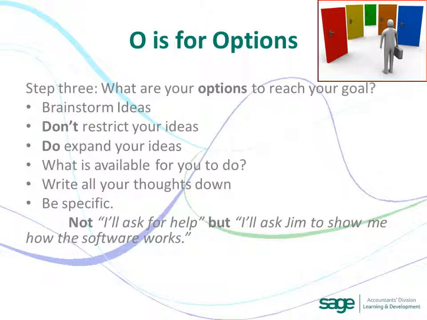What's available for him to do? He needs to think about what resources he's got available, what can he do, could he take a course, could he speak to colleagues. He needs to think about his options and write them all down and be specific. So it's not I'll ask for help, but I'll ask Jim to show me how the software works. So he really needs to write specific actions down.